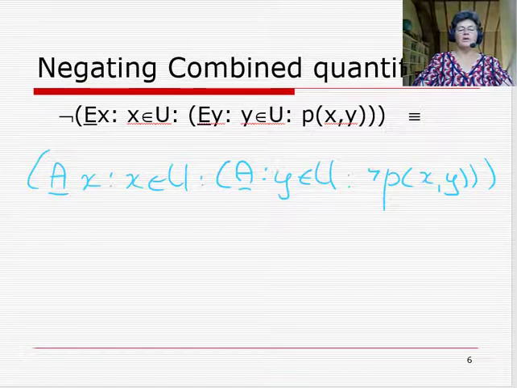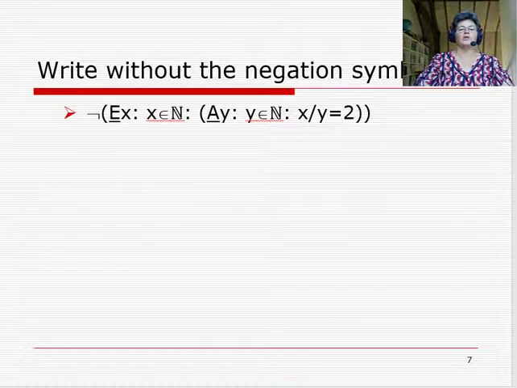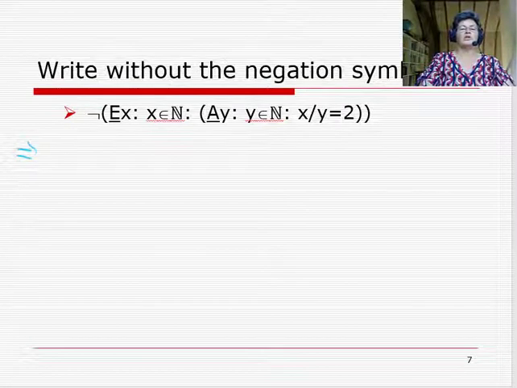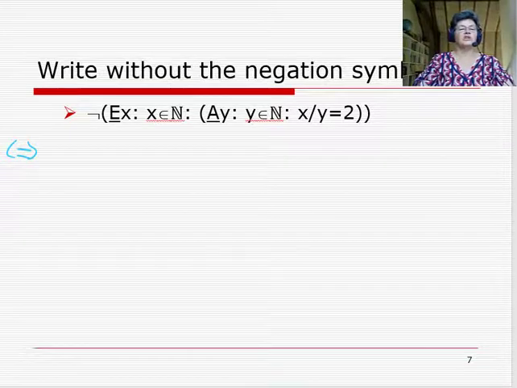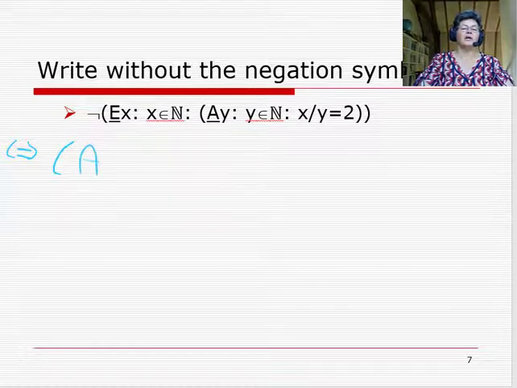Okay, if we look at a concrete example, so we have: it's not true that we can find an x from the natural numbers in such a way that for all elements y coming from the natural numbers, x divided by y equals 2. I don't care whether it's true or false, they just ask us to change it into something without a negation symbol. Okay, let's start with the mechanical way.